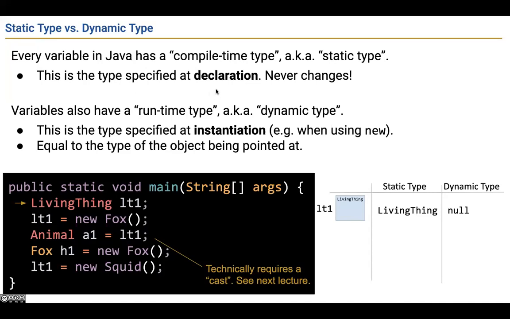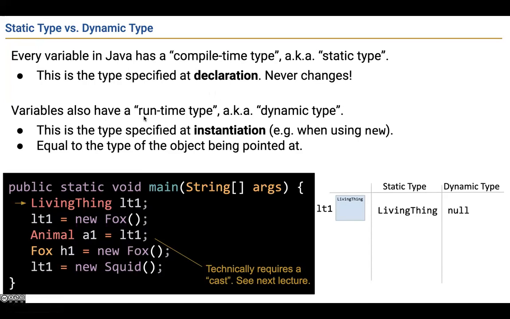And this is the type that you specify when you declare the variable. So look at this line right here. I declare that there is a variable called lt1, and it is of type LivingThing. So that means that lt1 has the static compile time type LivingThing. And this will never, ever, ever change. When you declare a variable, that's it. You cannot redeclare it and change your mind later. So this lt1 has static type of LivingThing, and that's it. It's LivingThing forever. OK.